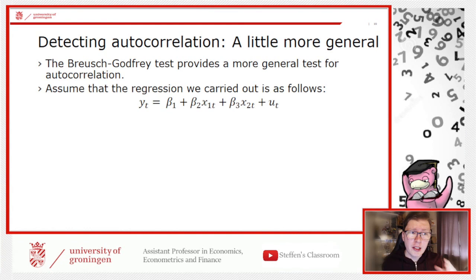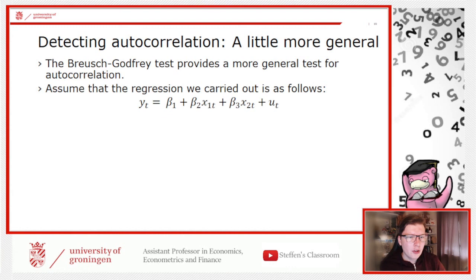We call that the Breusch-Godfrey test. It provides a more general test. What do I mean by more general? That is, we can test for more than just first order. We can test second order, third order, fourth order, and so on. We can just specify what order we want to test at. That is very nice. But for this one here, let's take a more general cookbook approach, shall we?